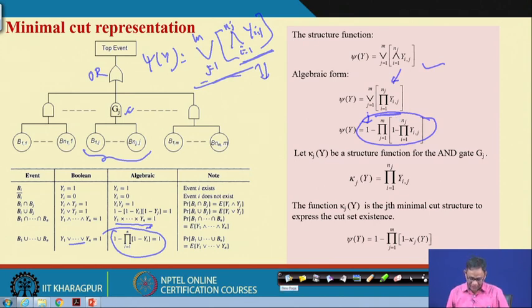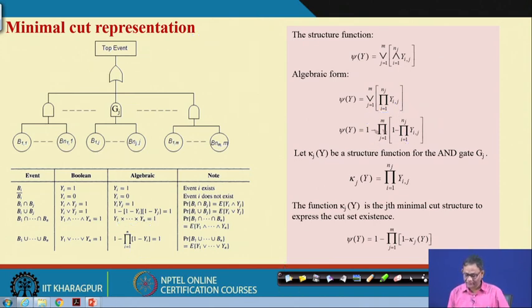Okay. Now, in order to get rid of this clumsy equation, we will introduce a structure function k j y for the AND gate. For the AND gate, you know it means the intersection. So, k j y is denoted like this. How many inputs? n j inputs, so i equal to 1 to n j, y i j. This is basically the structure function for the AND gate.